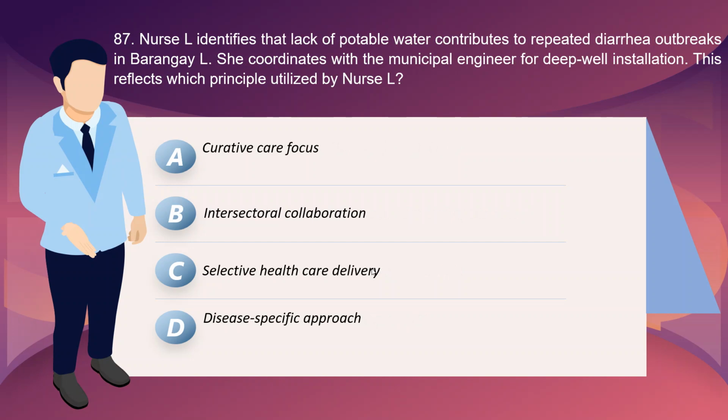So, of course, FAMORCA emphasizes that health is a multi-sectoral approach and it requires collaboration with non-health sectors, and it includes the engineering department, education, and at the same time, your agriculture. So, intersectoral action is a core of primary health care principle. So, the best answer is letter B.